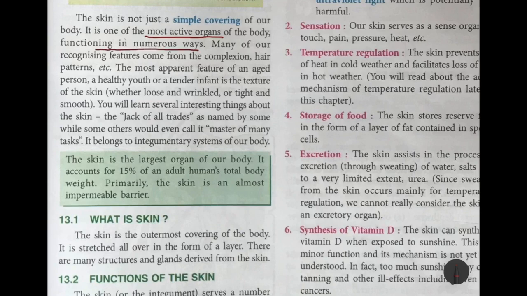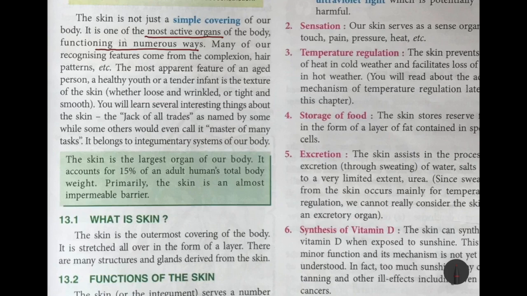Many of our recognizing features come from our complexion, the pattern of our hair, which you find on the skin. The most apparent feature of an aged person, a healthy youth, or a small infant is the texture of the skin. Now, if it is an aged person, then the skin will be wrinkled; tight and smooth in case of a healthy youth, and very soft and tender if it is a baby. Okay, so you will know about why the skin is known as the jack of all trades.